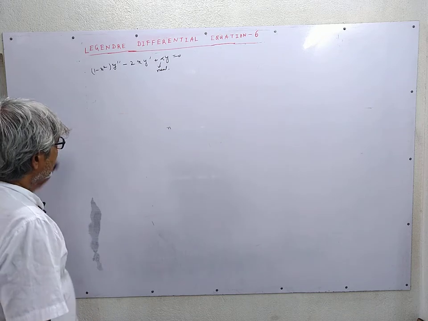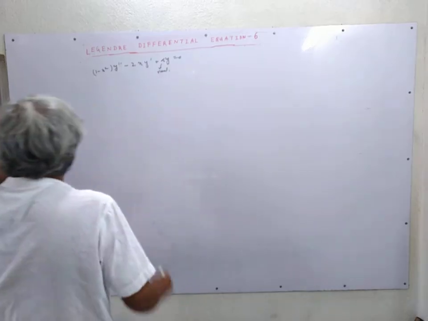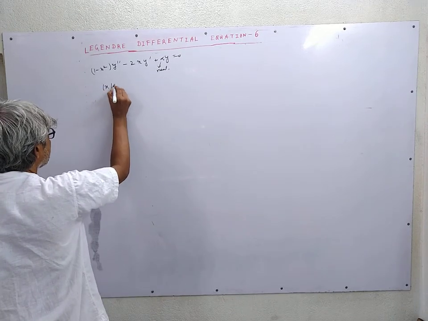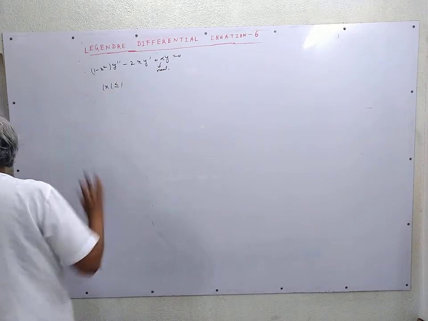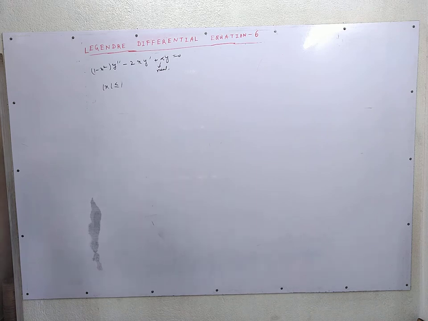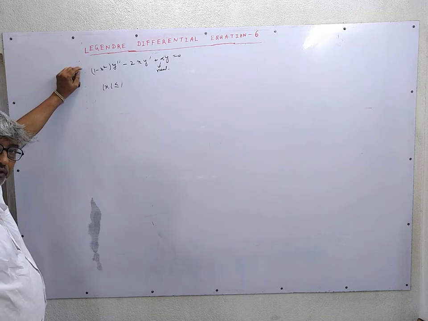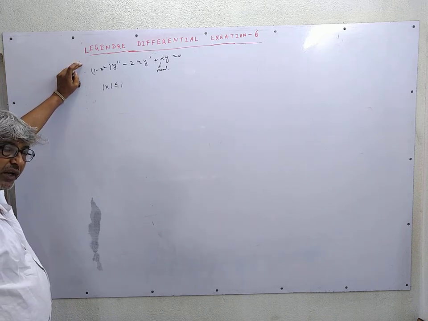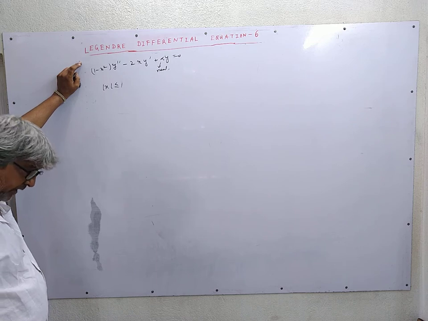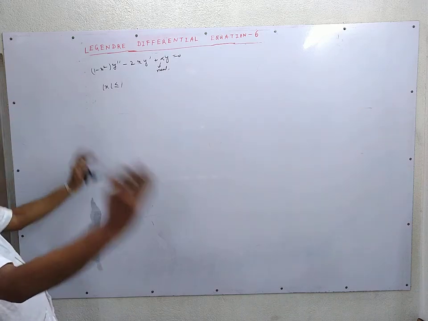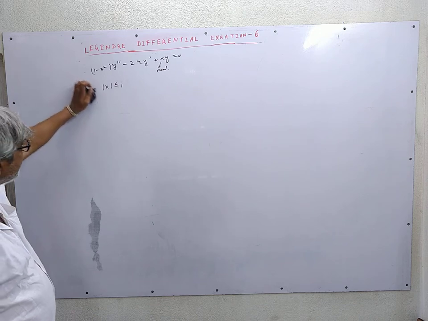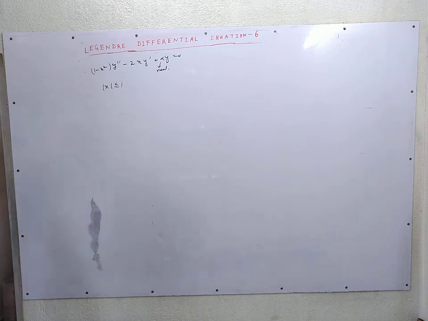We are interested in the solution in the range modulus x less than or equal to 1, because this lies between two regular singular points. This differential equation has two regular singular points, one at x equal to plus 1 and the other at minus 1. So we are interested in the solution in this range, which fits physically with the spherical polar coordinates, that is, x equal to plus 1 is the positive z axis and x equal to minus 1 is the negative z axis.